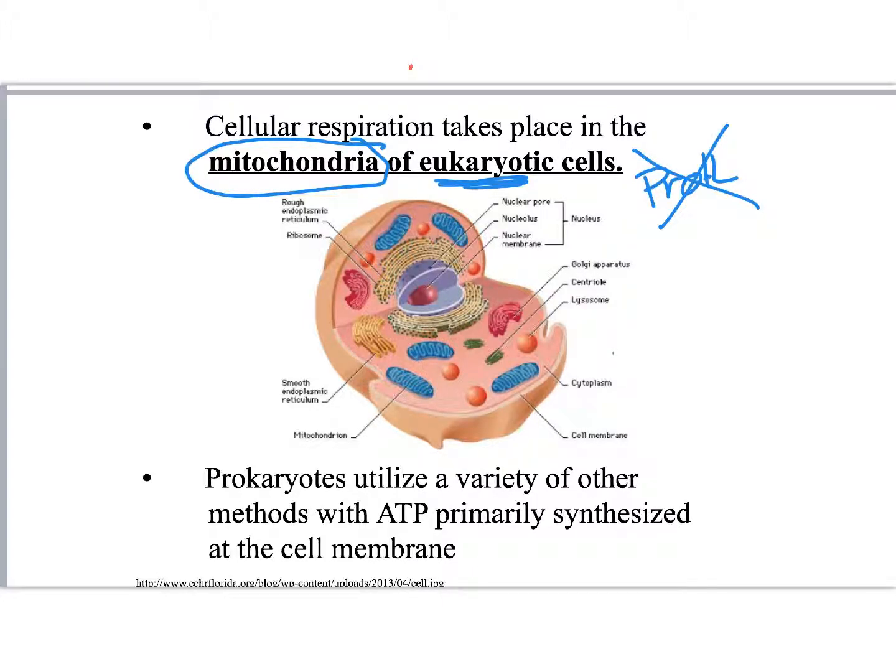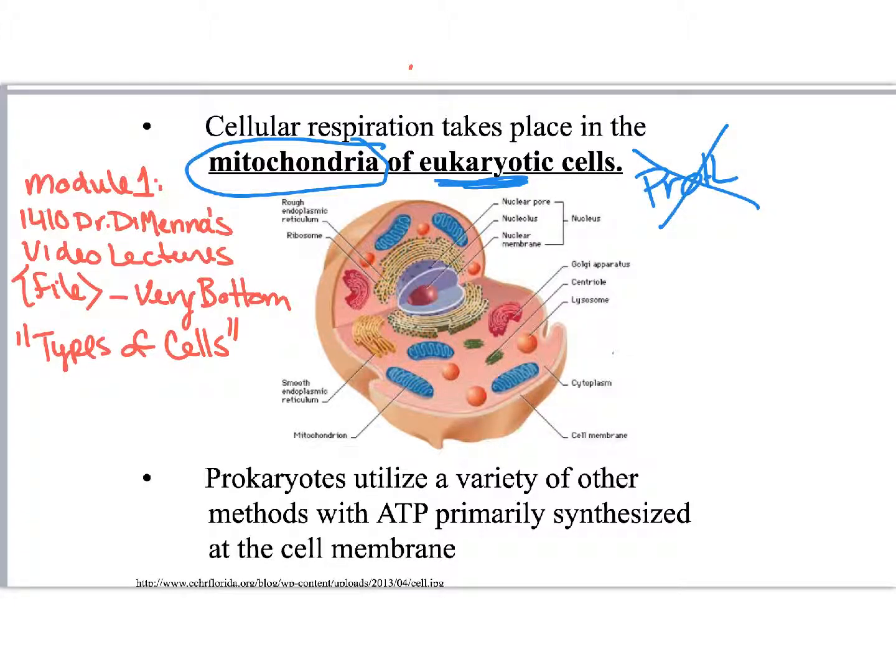So if you went back into Module 1, it's Module 1, 1410, Dr. Domena's video lectures, and it's a file. You open it up, and there are between 5 and 10 little videos for you. Little meaning they're relatively short. And at the very bottom is one called Types of Cells. I want you to go and look at that.